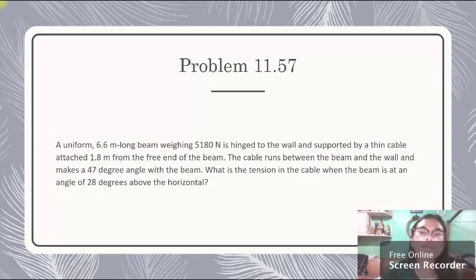So for problem number 2, a uniform 6.6 meter long beam weighing 5,180 newtons is hinged to the wall and supported by a thin cable attached 1.8 meters from the free end of the beam. The cable runs between the beam and the wall and makes a 47-degree angle with the beam. What is the tension in the cable when the beam is at an angle of 28 degrees above the horizontal? So for this problem, we need to find the tension in the cable.